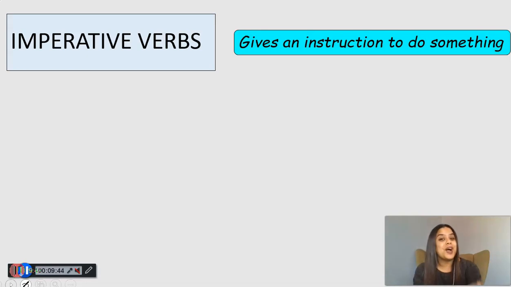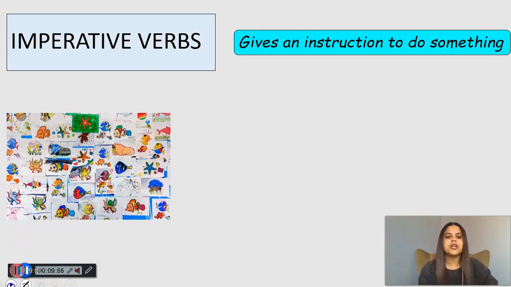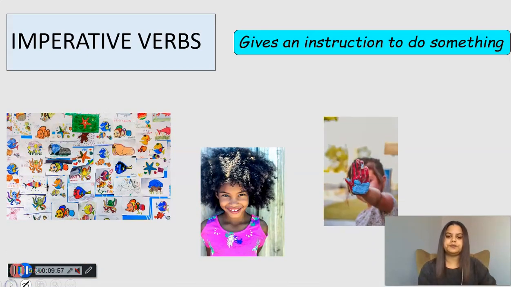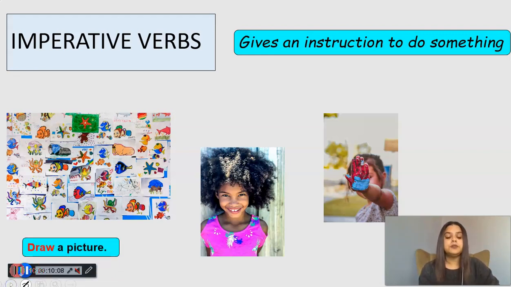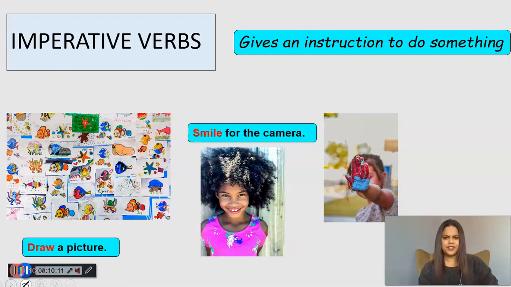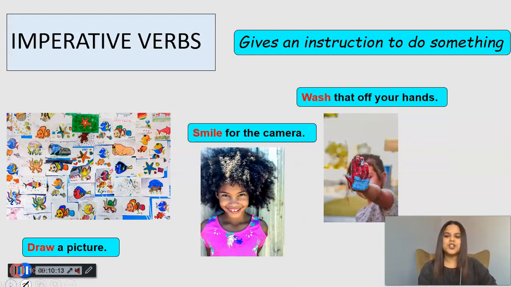But I'm going to explain to you in detail now how we can identify an imperative verb and how we can use an imperative verb in a sentence. So I have a few pictures here. And these pictures are all going to help us get to what an imperative verb is. Draw a picture. Smile for the camera. Wash your hands, or wash that off your hands.